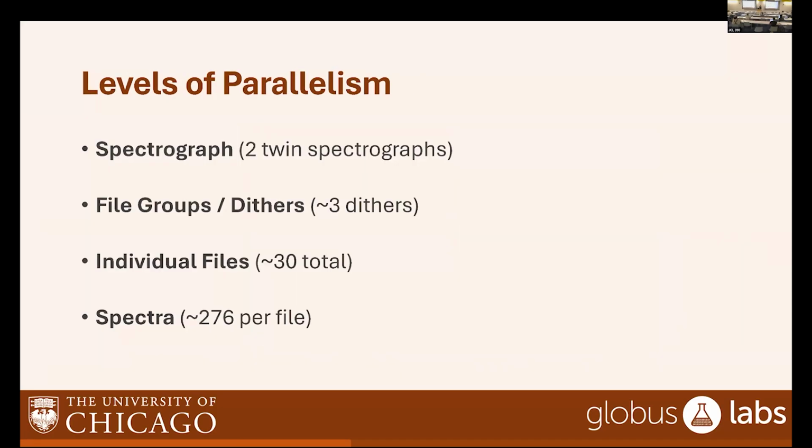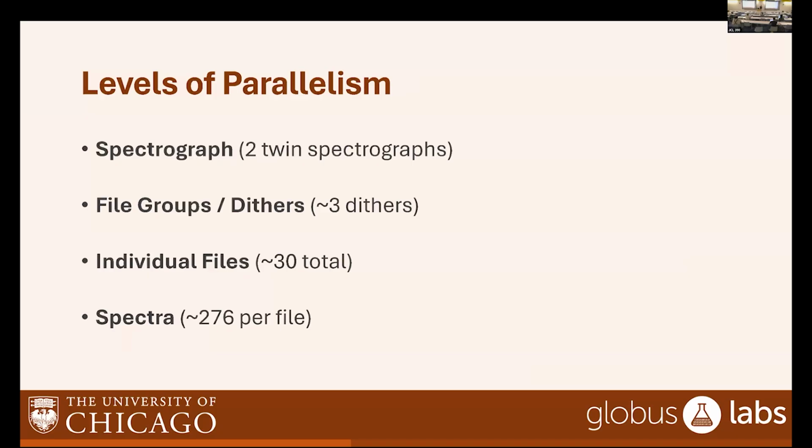So I'm going to talk about how parallelism was imparted to this pipeline with Parsl. Specifically, there are a bunch of levels of parallelism. This instrument actually has two twin spectrographs, which means that the data is fed through two spectrographs and therefore ends up on two separate detectors. Those are combined at the end, but that could be parallelized. And there are also file groups that correspond to dithers.